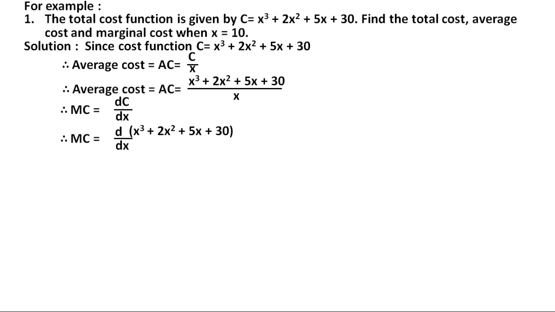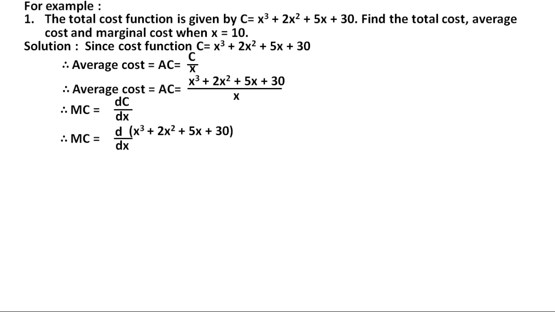See, derivative of x raised to 3 is 3x square. Derivative of 2x square is 2 into 2, that is 4x. Derivative of 5x is 5 only. And derivative of 30? 30 is constant, that is a number. Constant function's derivative is 0. Therefore, 30's derivative is 0. Therefore, the derivative of the cost function is 3x square plus 4x plus 5.